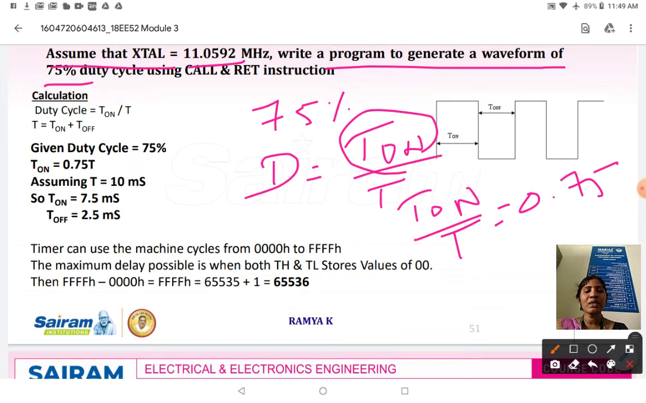That is, T on is 0.75 times your total time period. For example, if you consider the total time period to be 10 milliseconds, for a 75% duty cycle the on period is going to be 7.5 milliseconds.